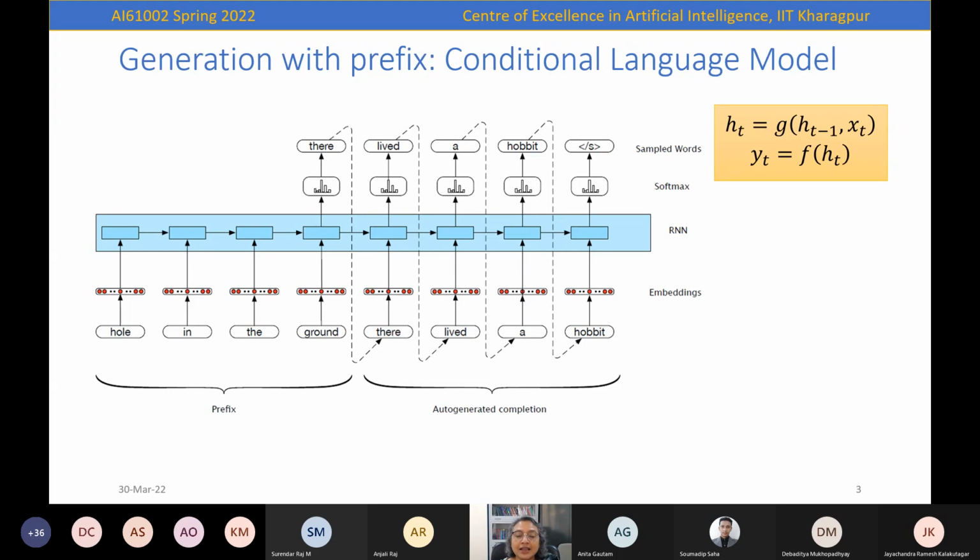In general, this type of architecture is useful for what we call a conditional language model, where the output is conditioned on the input sequence, or we can say generation with a prefix. There is an initial sequence which is given as input. Conditioned on that, the subsequent outputs are generated. Is this clear? Any questions? Do you have any questions on this picture?